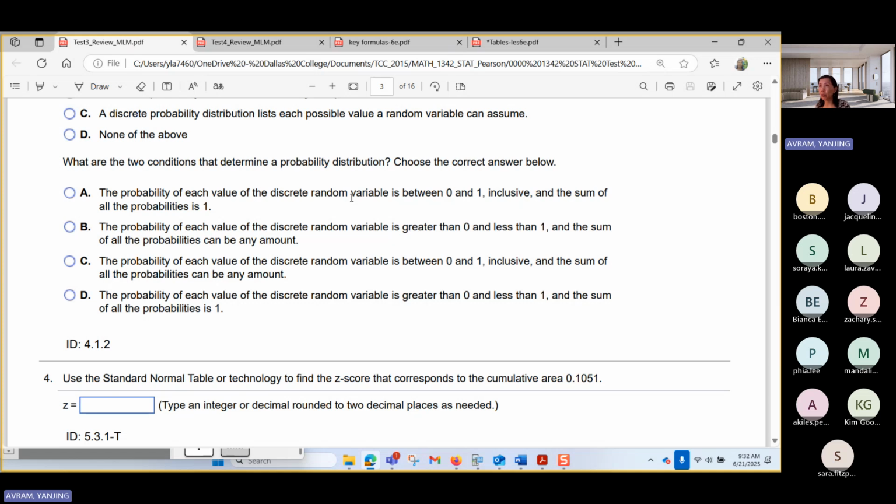0 and 1. That's for sure. It doesn't matter if it's discrete or continuous probability, all the probabilities are between 0 and 1, right? We don't use negative numbers for the probability. It's inclusive, it includes 0 and 1. And this is the key.